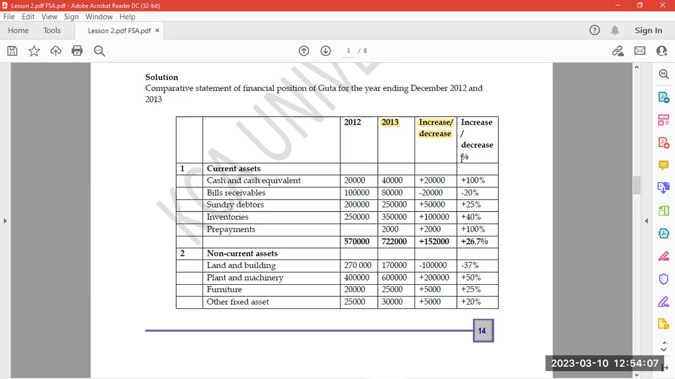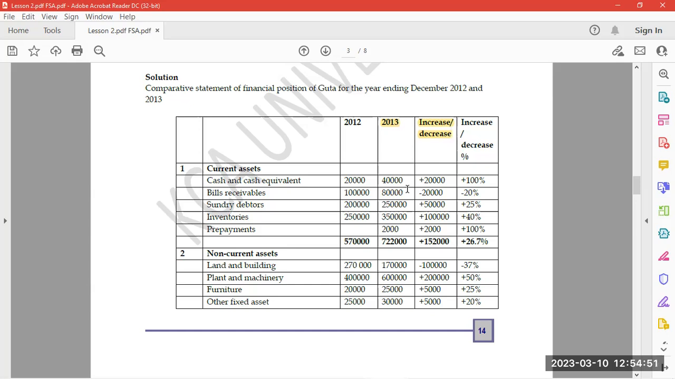So how are we supposed to get whether it is an increase or decrease? Most of the time, if you want to compare this, 2013 is the current year, previous year is 2012, and you divide by the previous year. If you want to get the percentage increase in this figure, you are going to take 2013 minus 2012, then everything divided by the figure in 2012. A good example, if you take 40,000 minus 20,000 divided by 20,000 times 100, which is the percentage.